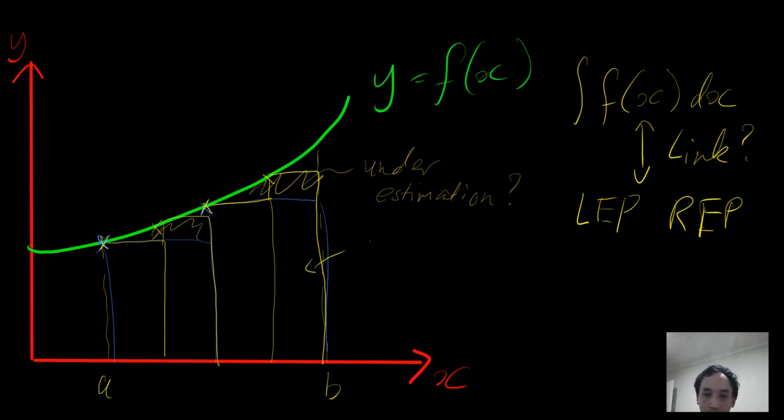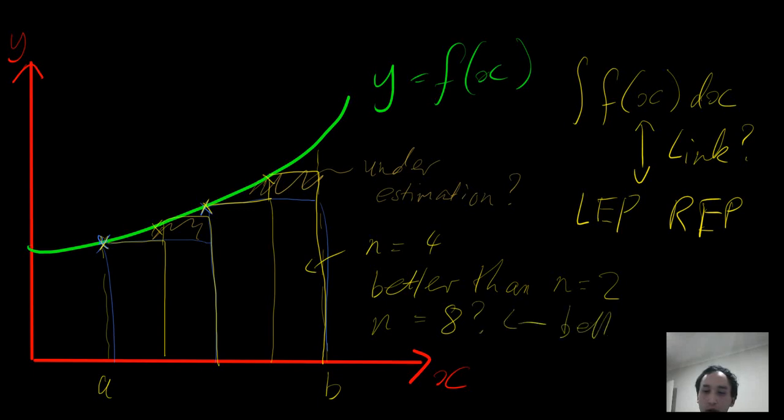So n is equal to 4. It's better than where we have only 2 rectangles. Okay, but let's try to figure out a very general case of what's happening here. It means that if I was to double the number of rectangles again, if I have 8 rectangles, what does this mean? Is this a better approximation? Well, it definitely is. We can see over here visually that the more rectangles we use, the better.